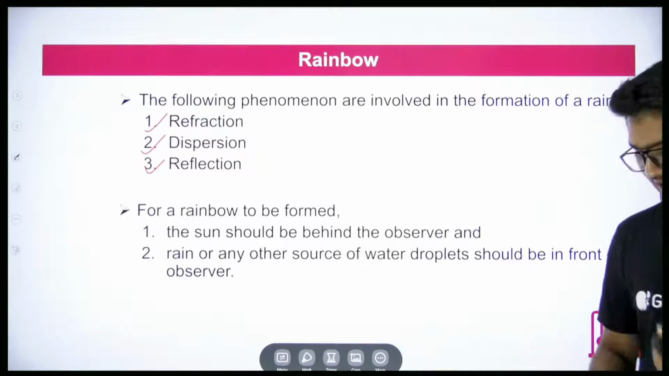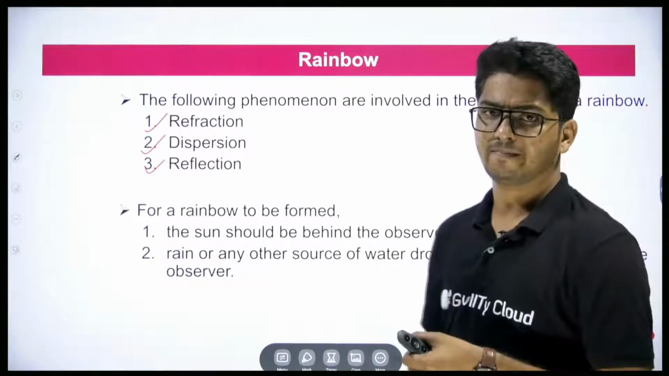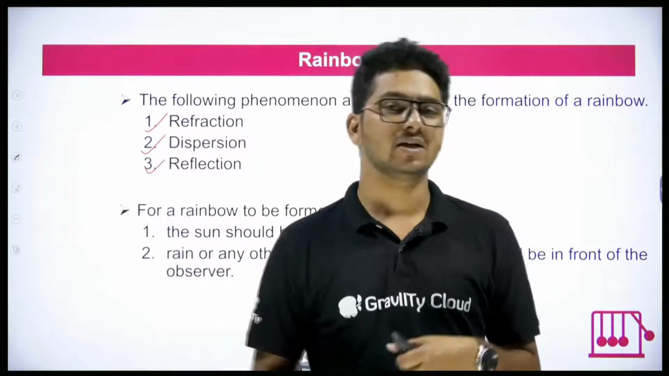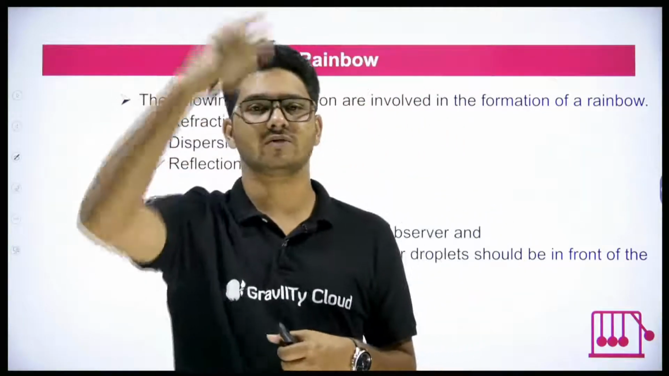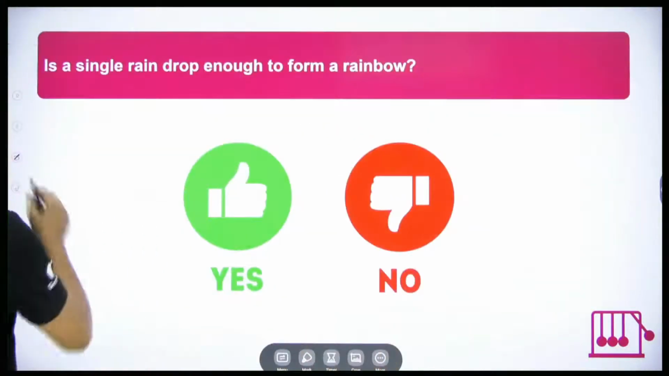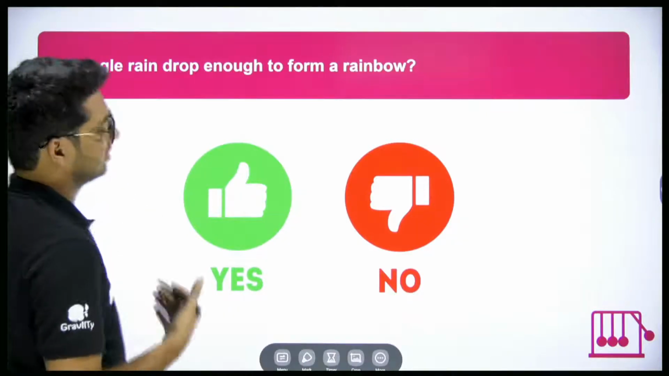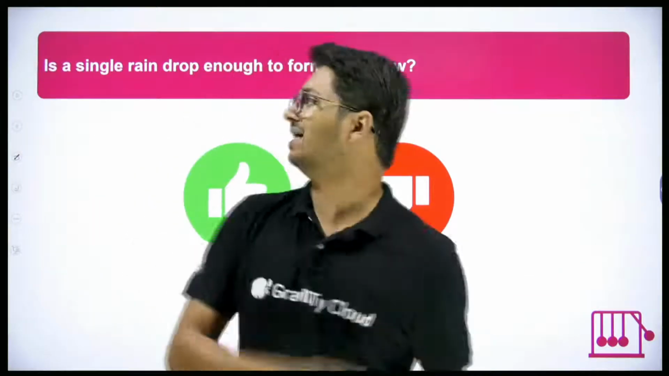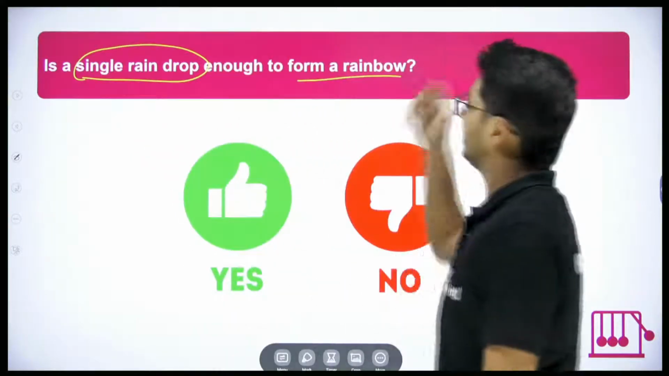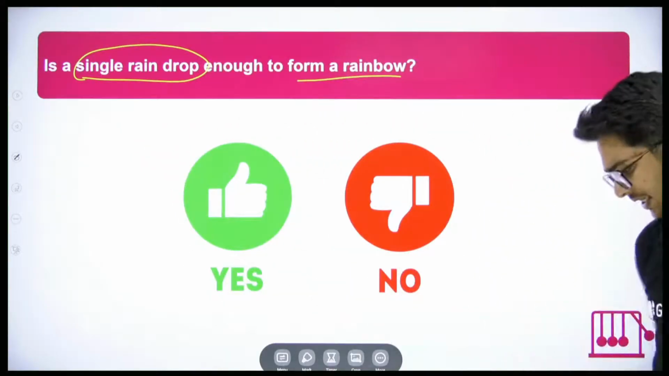Okay, good. So we understood how a rainbow is formed. We understood what conditions are required, the sun and the rain. Sun should be behind, rain should be in front of us. Clear? Good. Now, there is an interesting question. The question that we postponed, now it is here. Is a single raindrop enough to form a rainbow? What do you think? Yes or no?